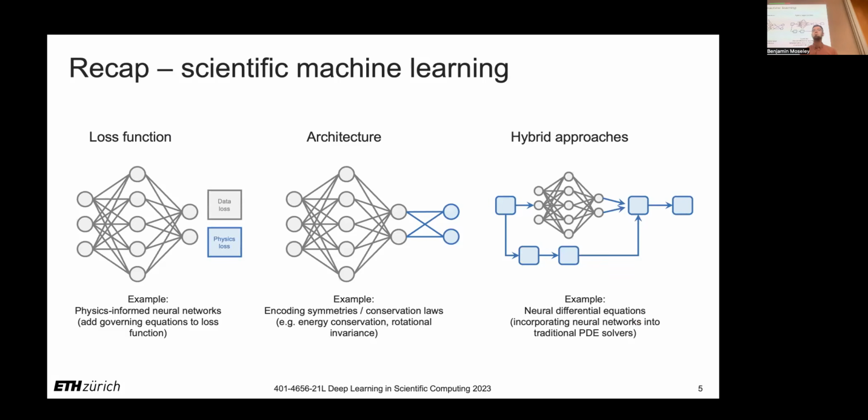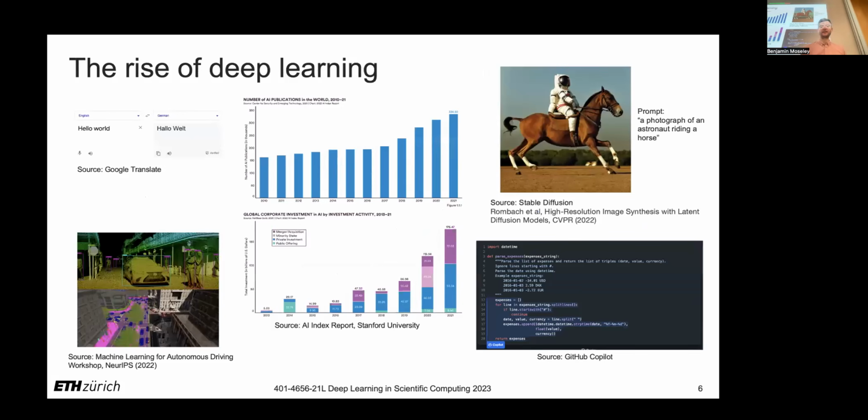How do you put scientific principles into machine learning? I showed you that there were three different broad areas where you can do it. One is through your loss function, another is through the architecture, and a more complicated one, maybe, is these hybrid approaches where you take your existing algorithms for doing scientific tasks and put machine learning into them in a very blended way. Okay, so that's the recap.